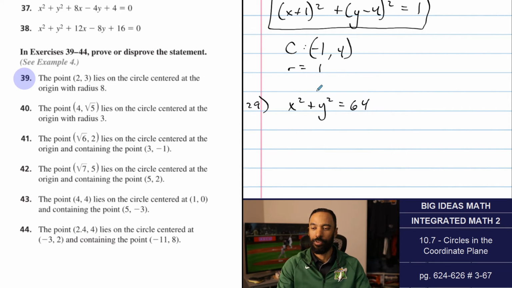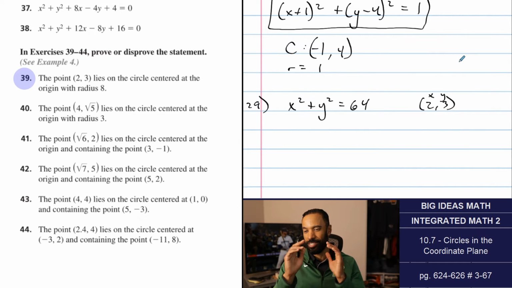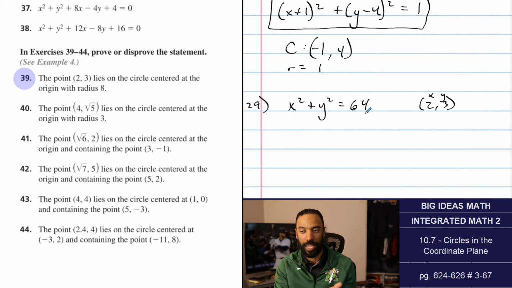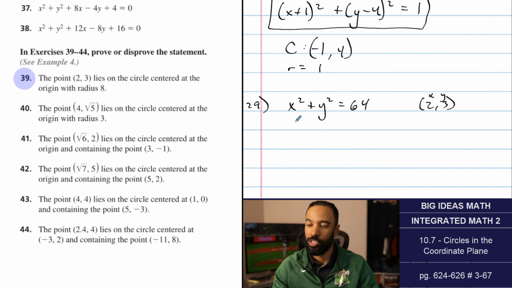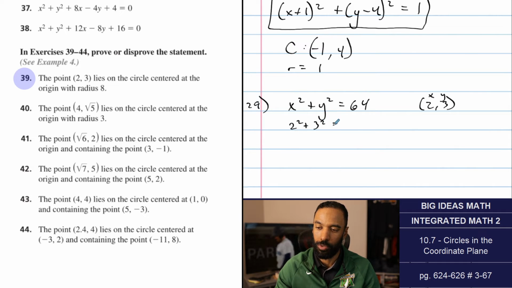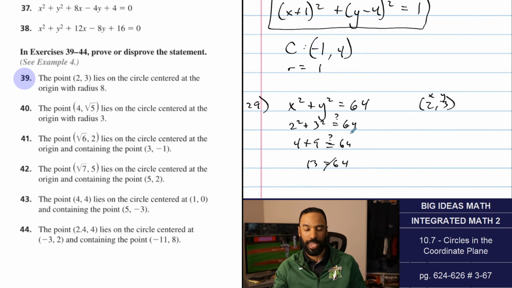We want to see if we substitute 2 for x and 3 for y, if we get an equation that says 64 equals 64. The whole idea of this equation, again, is this is the radius squared. This is the a squared plus b squared that gives us the c squared. The only way that this works is if this is a right triangle and if the Pythagorean theorem works. So, does 2 squared plus 3 squared equal 64? No. This will be 4 plus 9, and that'll be 13. 13 doesn't equal 64. So, does 2, 3 lie on the circle with a radius of 8? Heck no.